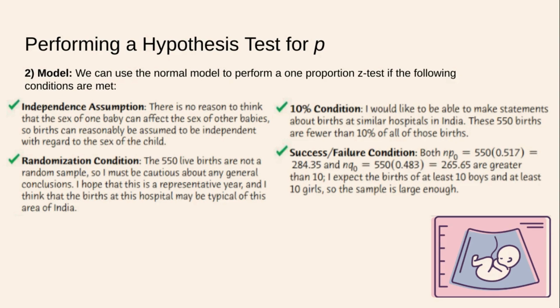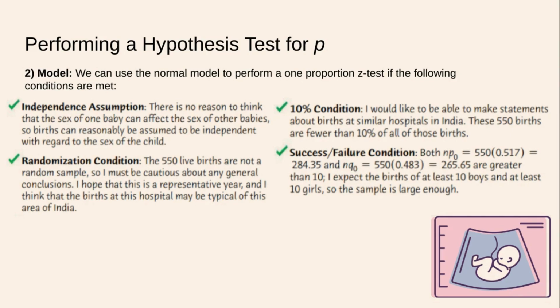Let's look at the success-fail condition. N times P sub 0, 550 times our baseline of 51.7%, is 284.35. N times Q sub 0 is going to be 265.65. It is more than okay that these are decimals. They just need to be bigger than 10. They're a lot bigger than 10. I expect the births of at least 10 boys and at least 10 girls, so the sample is large enough. So we have met our conditions for independence and also our success-fail condition. To confirm, we can do a one proportion z-test to determine if the difference in the number of male babies is significant.